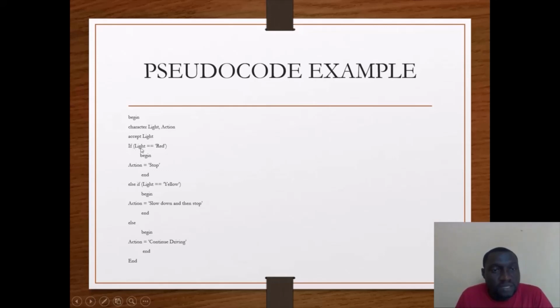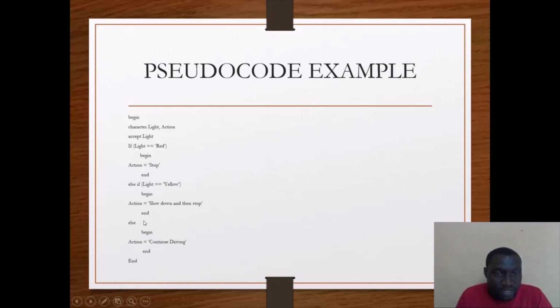If the input is that the color of the light is red, then the computer will begin a new course of action, which is to stop. Then it will end the program. Else, if the color of the light that the user entered is yellow, then the computer must begin a new action, and that action will be slow down and then stop. Then it will end the program.